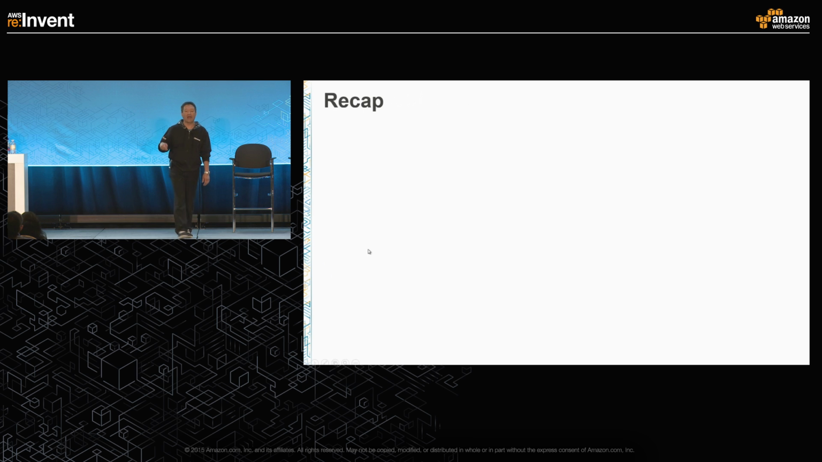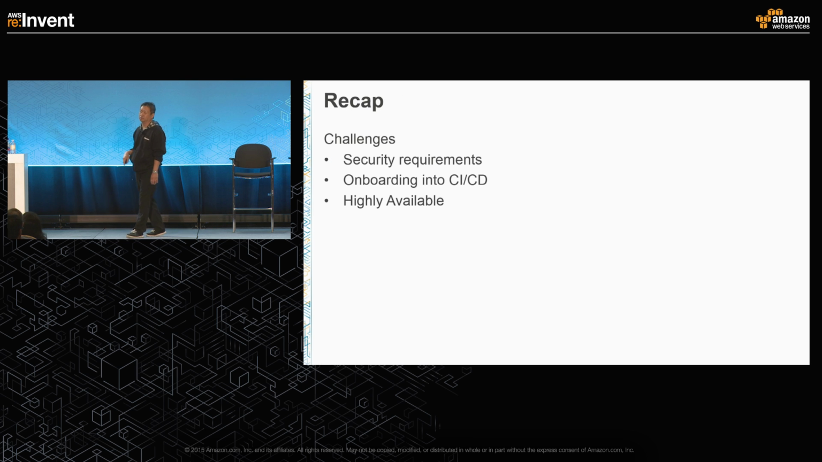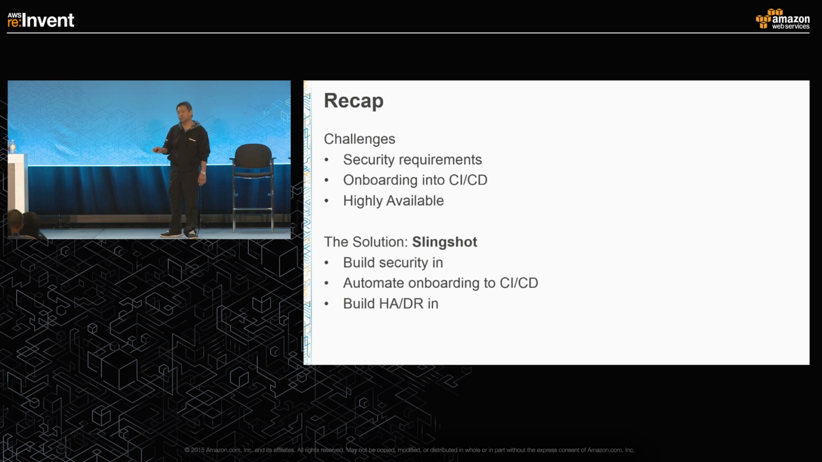So let's do a quick recap. We talked about our challenges: strict security requirements, manually onboarding to CI/CD, and services needing to be highly available. Our solution to this is pretty much the same three things. First, automate. Second, automate. Third, automate. So we automated all the security requirements into Slingshot, the CI/CD pipeline, and your header. So at this point, we're pretty happy with what we've created. So what can possibly go wrong?